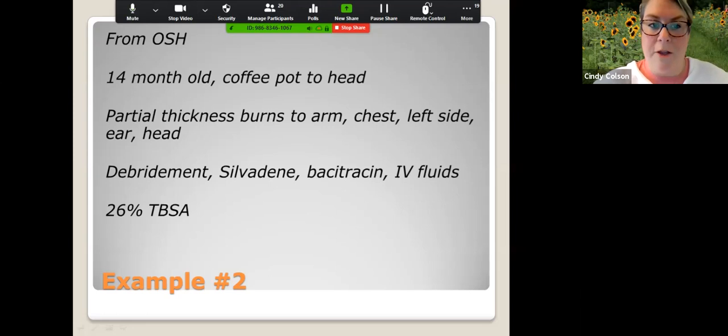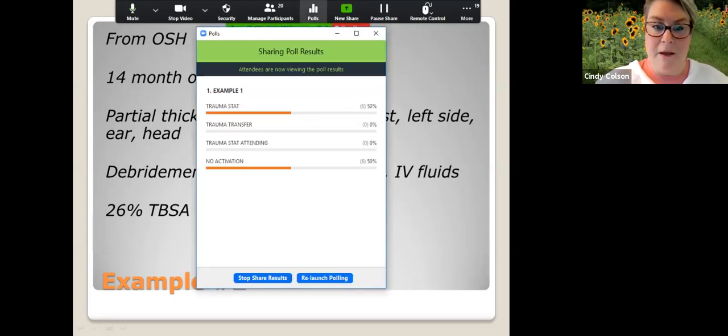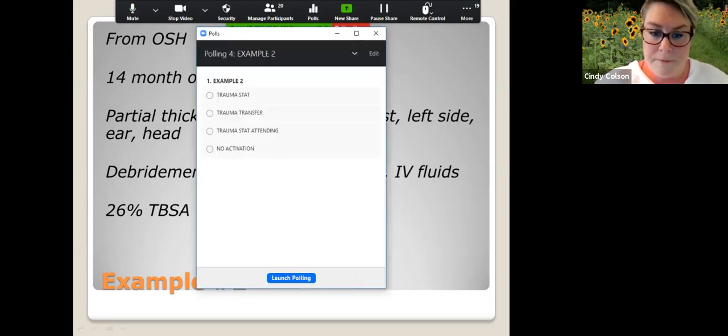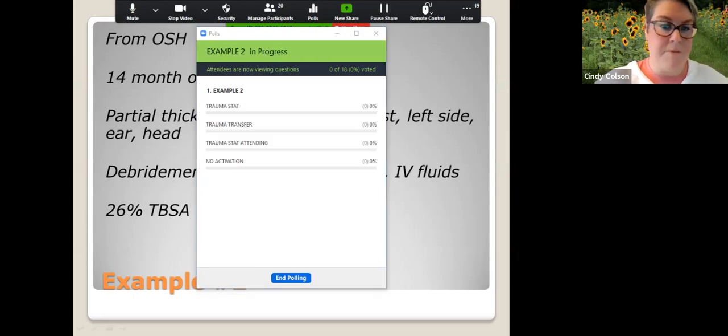Okay, so this child is from an outside facility, 14-month-old, coffee pot fell on his head, partial thickness burns to arm, chest, left side, ear, and head. They did debridement, they put on silvadene, bacitracin, started fluids, and it's 26%. I'm gonna open up the poll. Okay, and just please vote on whatever you think this is. Trauma stat, trauma transfer, trauma stat attending, or no activation.